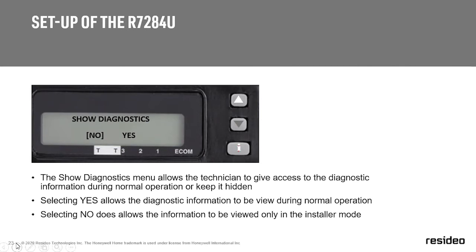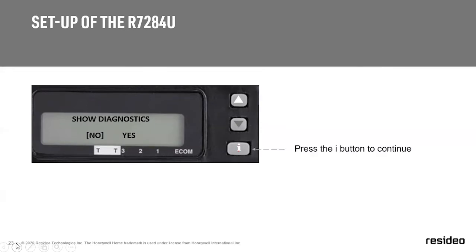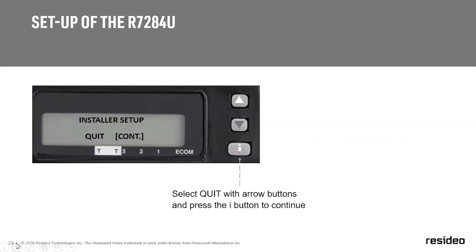Selecting yes allows the diagnostic information to be viewed during the normal operation, which gives you maybe flexibility if it's a remote job site call. That may be handy for you to kind of diagnose something over the phone before you roll a truck. So showing diagnostics, again, you just cruise through it, select the quit button, and now I'm done the installer setup. So I can breeze through this control very quickly for the installer setup and be out of it in a minute or two. The guys that use these every day, it's very, very quick to set up and move through.